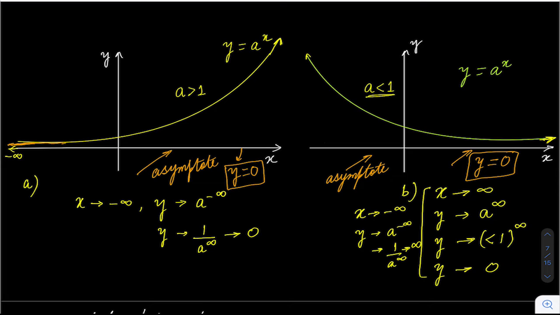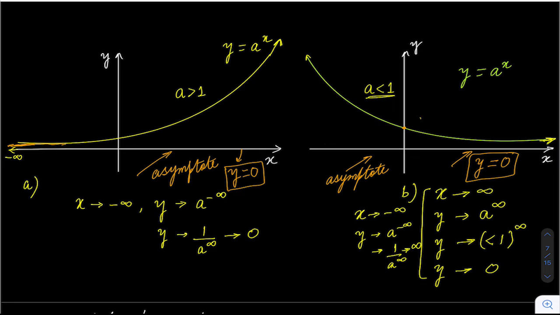Second thing is very basic, where it cuts the y-axis. Now we know at the y-axis the x coordinate is 0. So simply substitute x as 0. So when x is 0, a power 0 becomes 1. So we get a point here, (0, 1), where it cuts the y-axis. So these two are the important points in this graph that you should know. And both are the same for both the graphs.